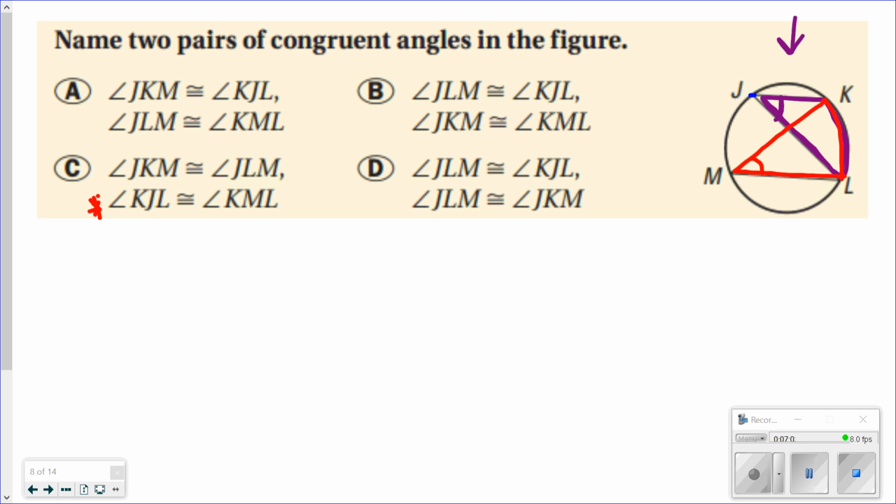We know that this angle here intercepts this arc. And if you look at this same arc, it intercepts this angle right here, which is this answer choice here, that angle JKM is congruent to angle JLM. So our answer is C.